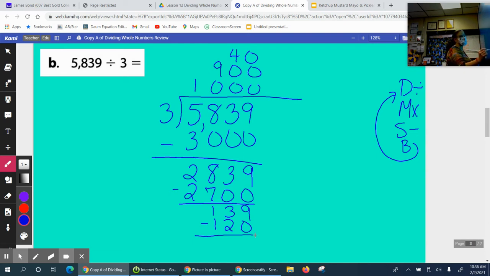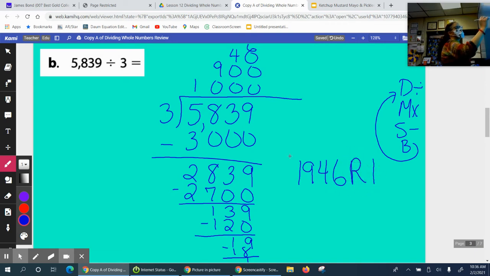Yes. 9 minus 0? 9. 3 minus 2? 1. All right, how many 3s are in 19? 6. And 6 times 3? 18. So I will have a remainder of 1. So this answer will be 1,946. Remainder 1. There's my answer.